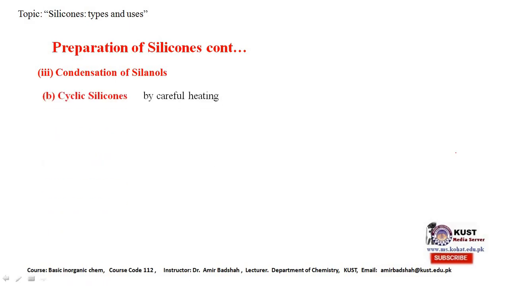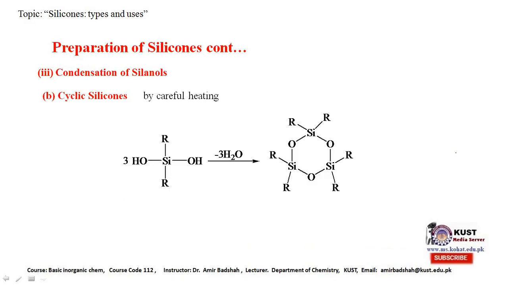Cyclic silicones are also obtained from the dihydroxysilane, but here is the difference. In the former case, there was no need of careful heating, but here we will need careful heating, and as a result of careful heating, we will get the cyclic silicones as shown here.